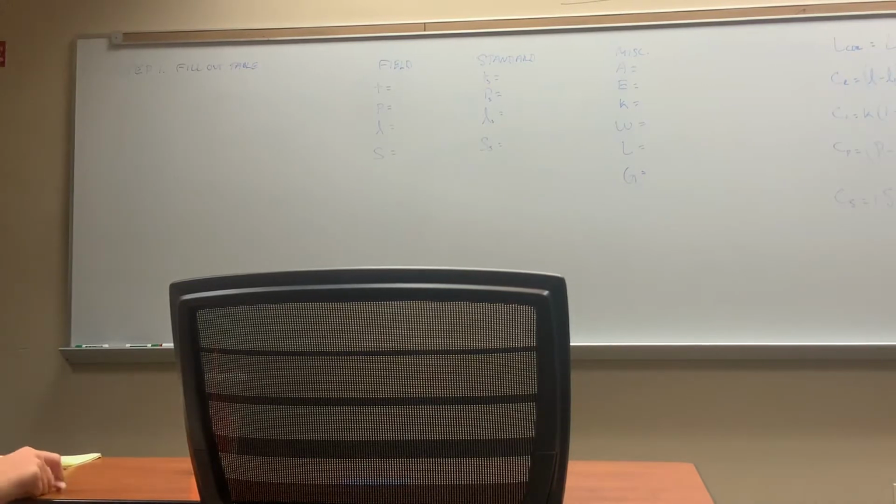Okay. So this L corrected equals either L horizontal, L vertical, or L slope. L corrected, and that'll be stated. Okay?